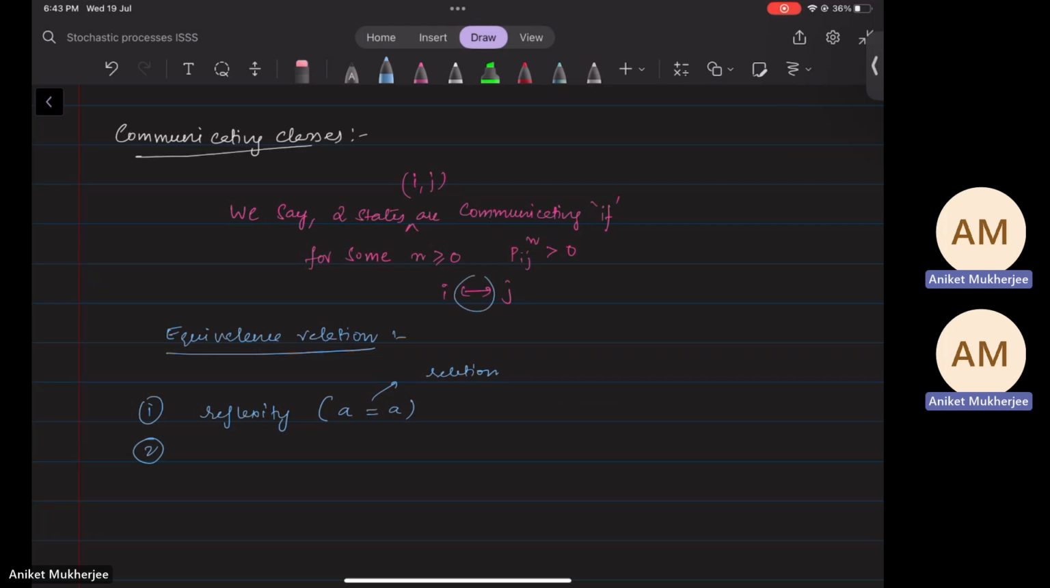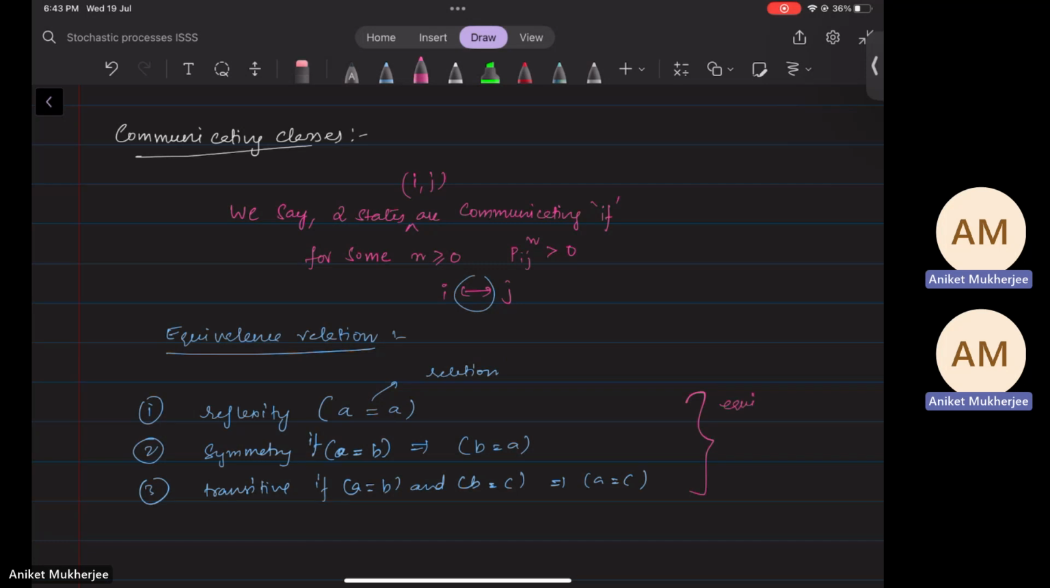Next is symmetry. So if a relates to b, that implies b relates to a. And then transitive. So if a relates to b and b relates to c, that implies a relates to c. So if any relation which satisfies these three properties, then we call it an equivalence relation.